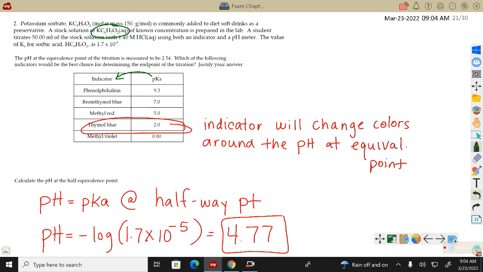Then I'm going to calculate the pH at the half equivalence point, which is really the only time I use my calculator in the second free response. At the halfway point, we've got that 1-to-1 ratio buffer where the pH equals the pKa. So all I've got to do is take the negative log of the Ka. So I should be looking at about a 4.77.